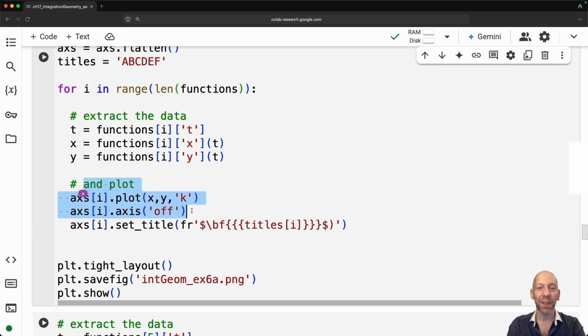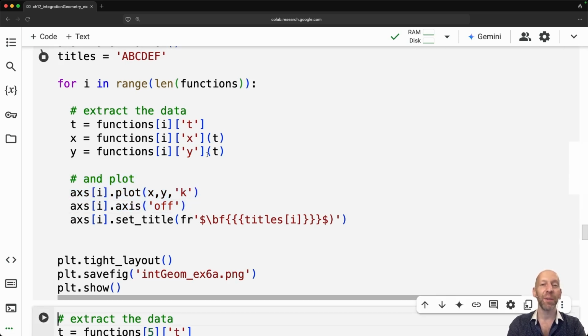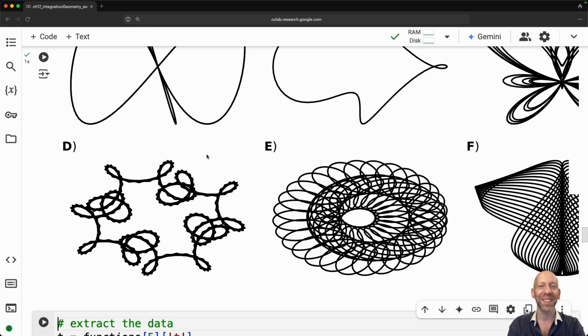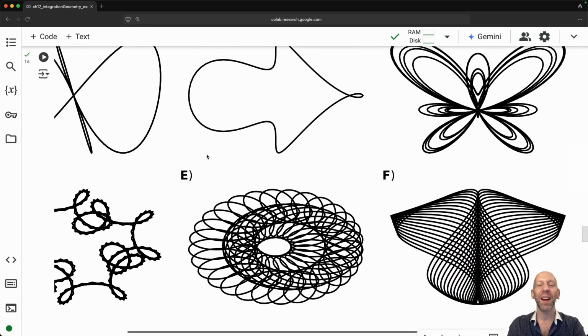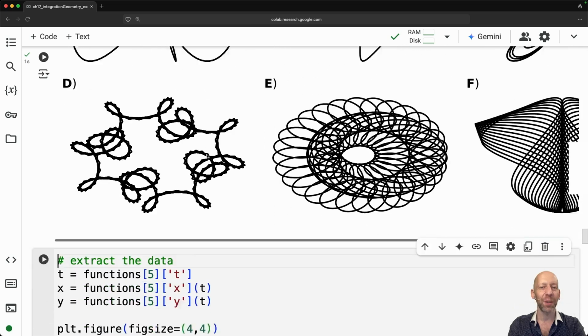Pretty straightforward here. So I hope you found that interesting. If you solved it in a different way, then that's great. As long as you get the right solution, which is a figure that looks like this, then I'm happy and you should be happy too.